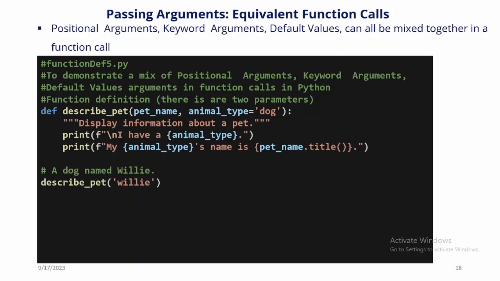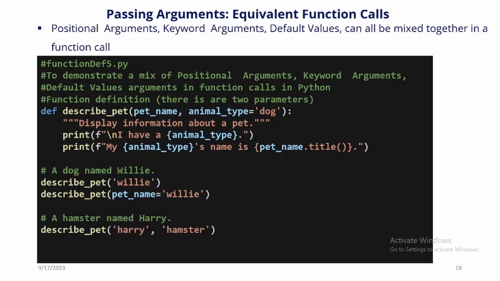So let's call it by using a default value call. We just say describe pet Willie. The other part is taken care of by the function definition. We can also say describe pet, pet name equal to Willie, that is legal.